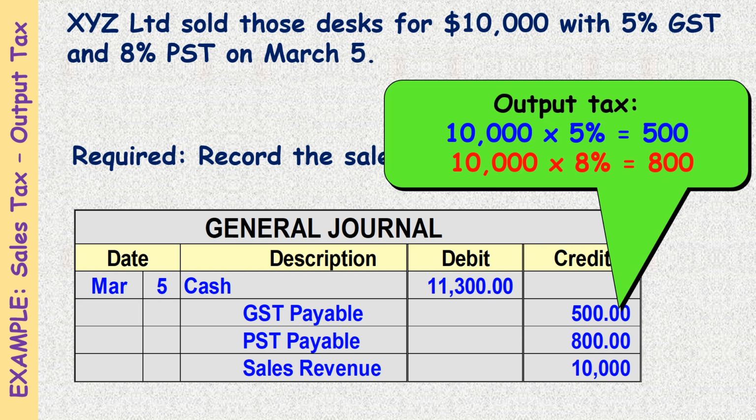Now, this is the output tax. This is the tax that is payable to the government. The XYZ Limited merely collects this amount from the customer on behalf of the government. This is not the money that belongs to XYZ Limited. This is the government's money.